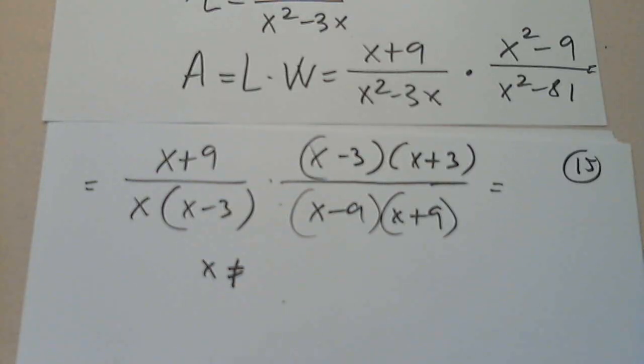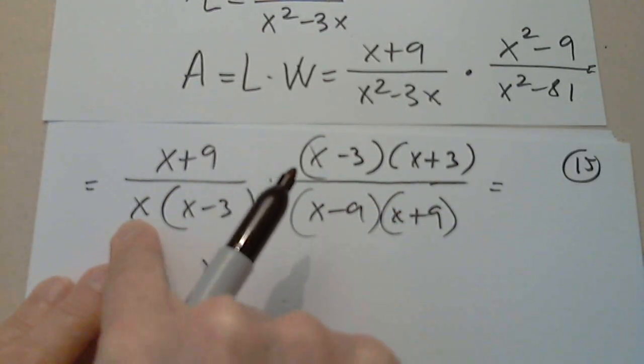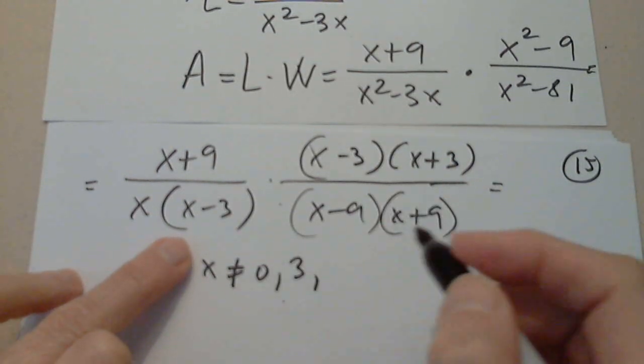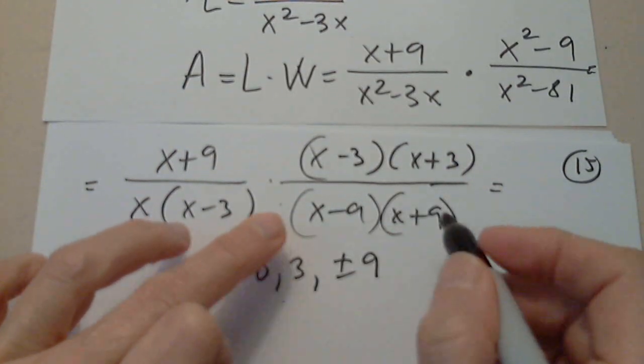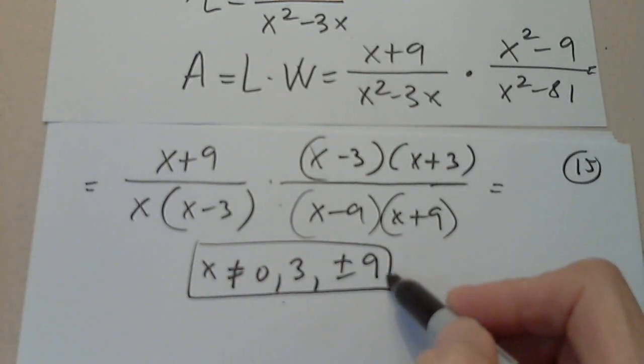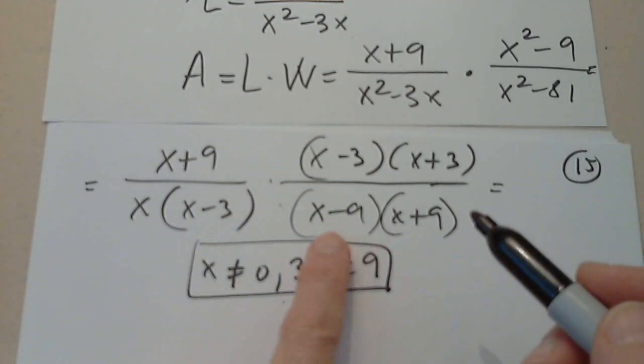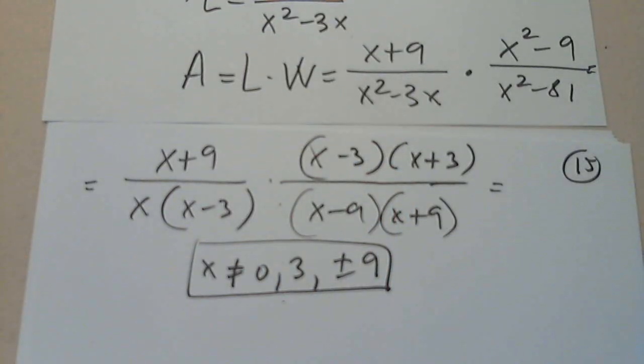3, -3, 9, -9, 0, 0. 0 from here, 3 from here, plus or minus 9 from here. This factor cannot be 0. This factor cannot be 0. This cannot be 0. This cannot be 0. And now we want to clean it up. Let's clean it up.